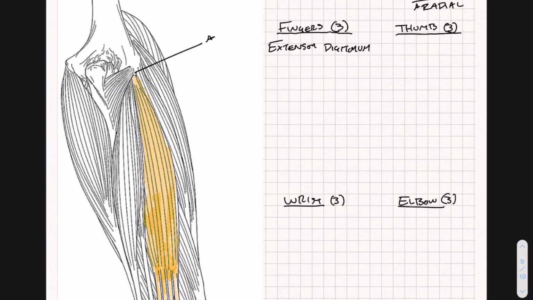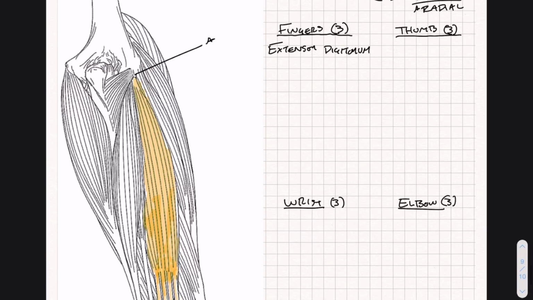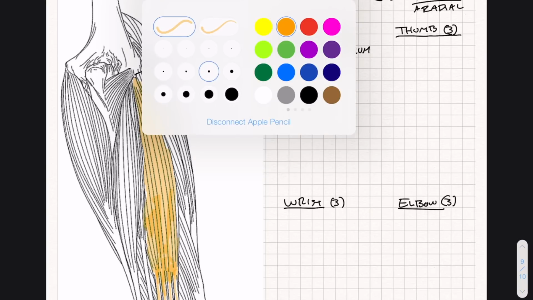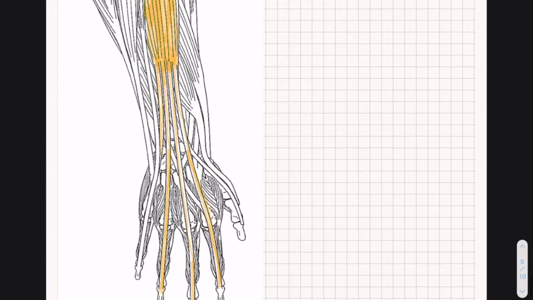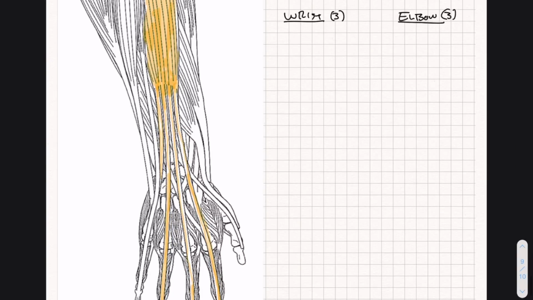Because it extends the digits. You can also extend the wrist because it's crossing it, but extensor digitorum goes to all the digits. There's another digital extensor that goes to the pinky. You can see these two tendons going to the pinky. Here's the other one that kind of overlaps.